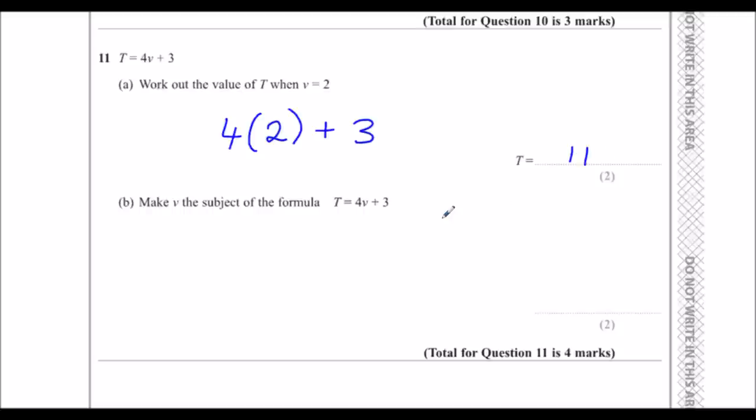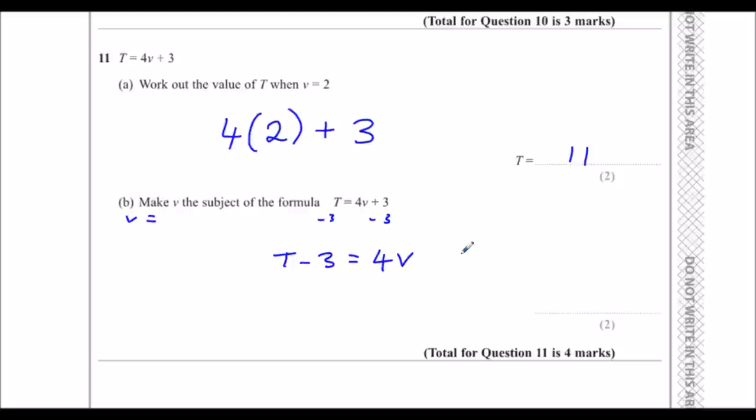Part B, make V the subject of the formula. So that means make it V equals. So to get V by itself, we want to subtract 3 from both sides. So take away 3 from both sides. That will give us on the left T minus 3. And the plus 3 minus 3 will cancel, so that leaves 4V on the right side.